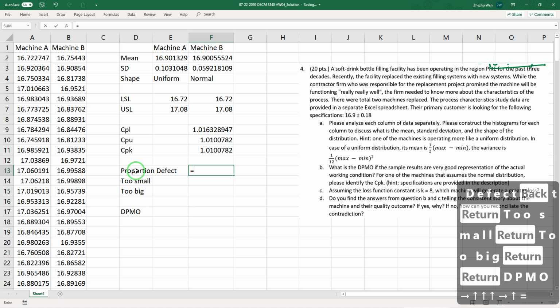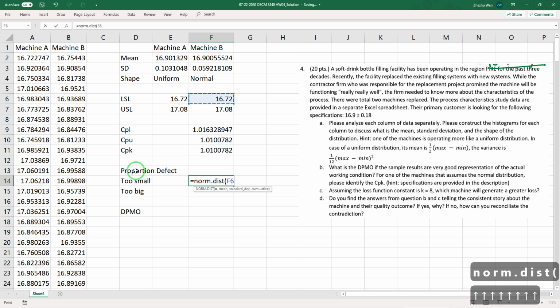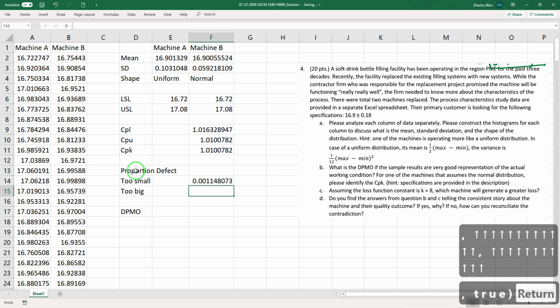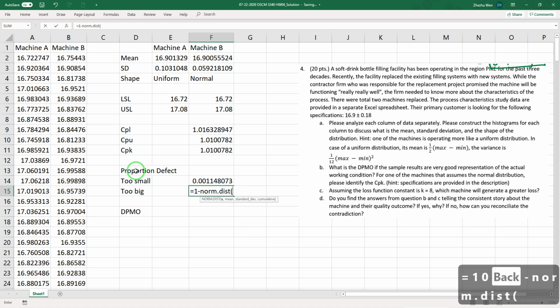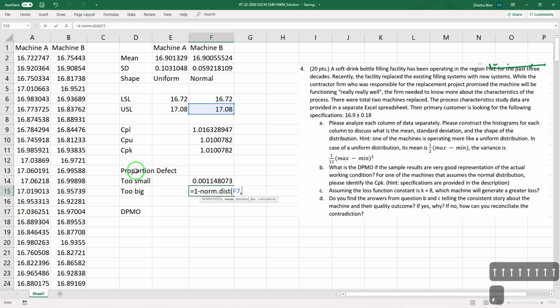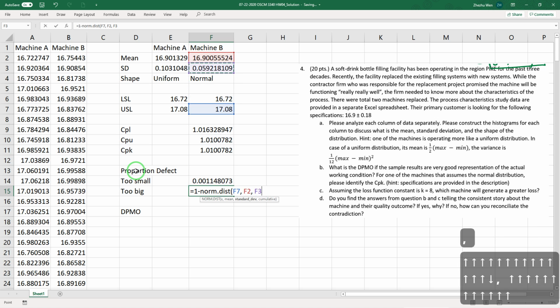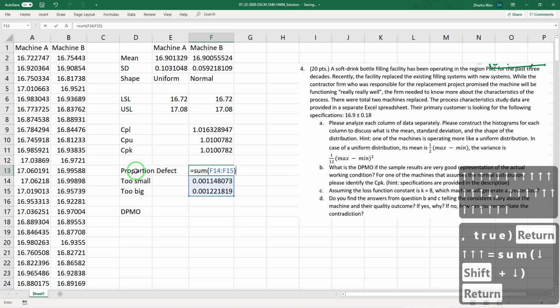So for this guy here, too small is going to be NORM.DIST, lower spec, average, standard deviation. We'll expect very small proportion there. 1 minus NORM.DIST. The x is going to be upper spec, right? Average is, standard deviation is, true. So your DPMO.